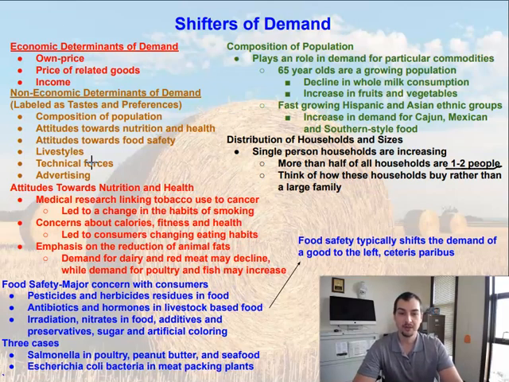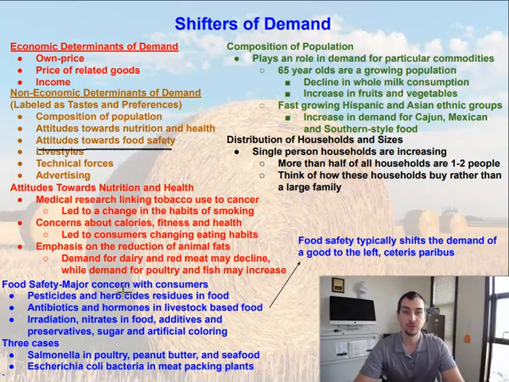So the next one, now that we've talked about composition of population and the attitudes towards nutrition and health, the next one that I'd like to get into is the attitudes towards food safety. So food safety is a major concern with consumers, whether it's the residual pesticides or herbicides in food. Whether you could argue one way or the other, that is a concern for consumers. They want to know that their food is pesticide free and herbicide free whenever they're consuming it. That's why we're seeing actually an increase in demand for aspects such as organic food.